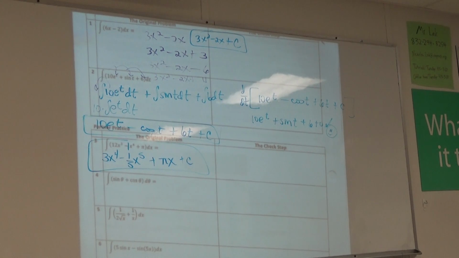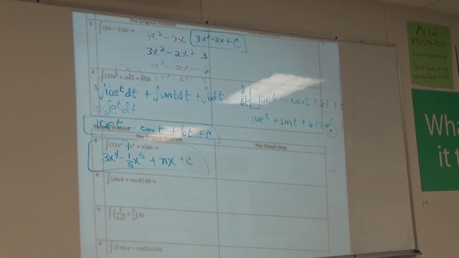So you've got to make sure derivatives, nice. But I want to see that check step. Not so bueno. Negative cosine goes to sine, right? Yeah. We have negative cosine minus sine. And then plus c.